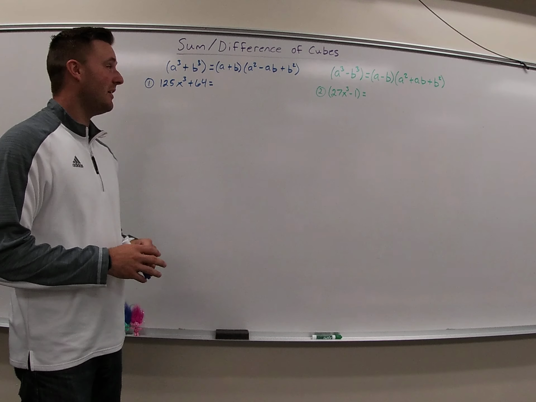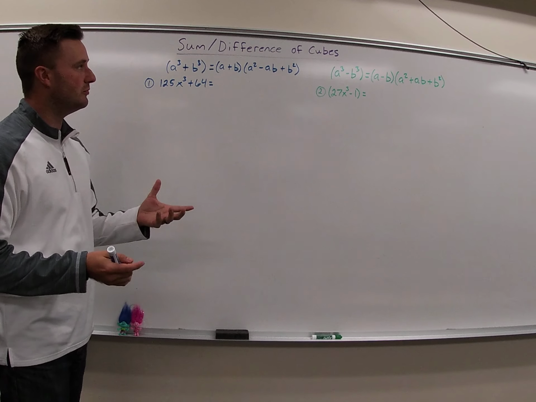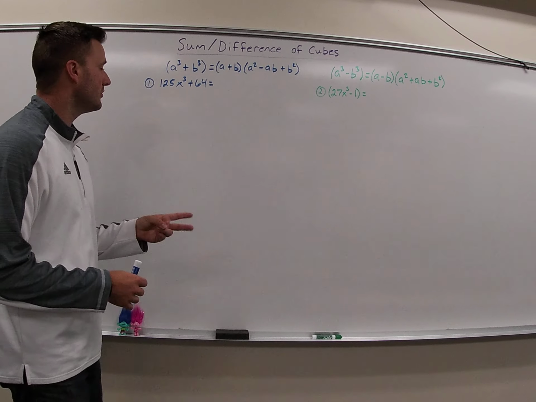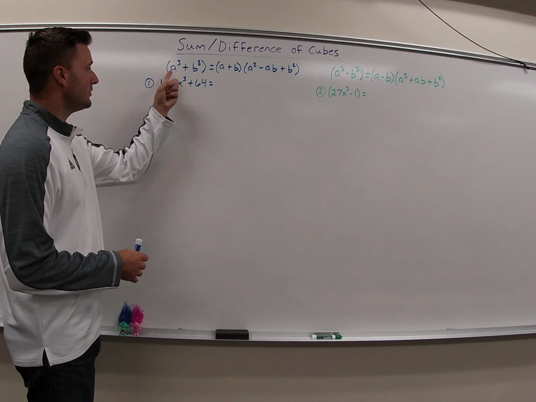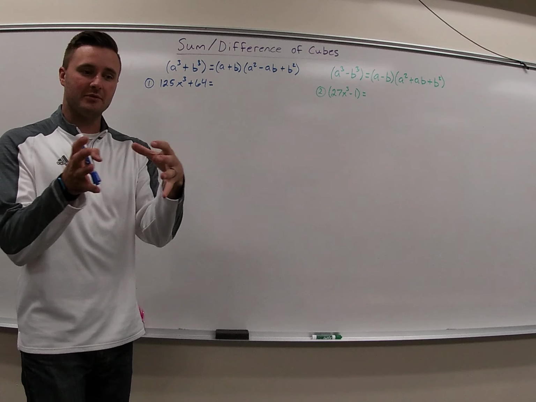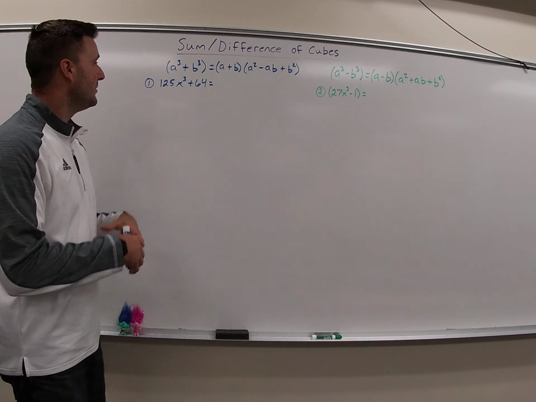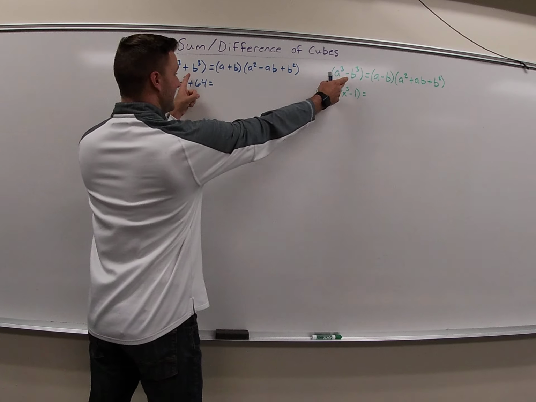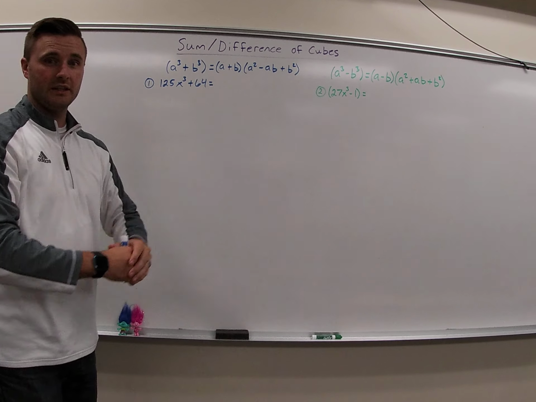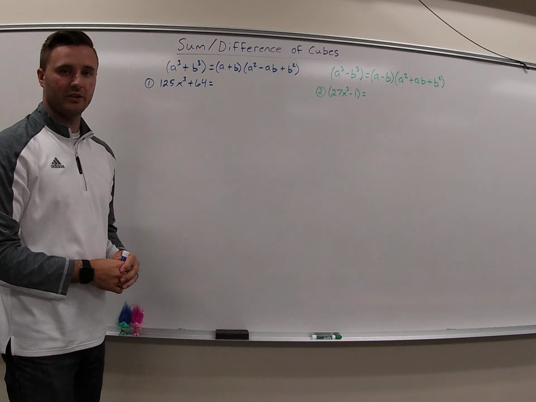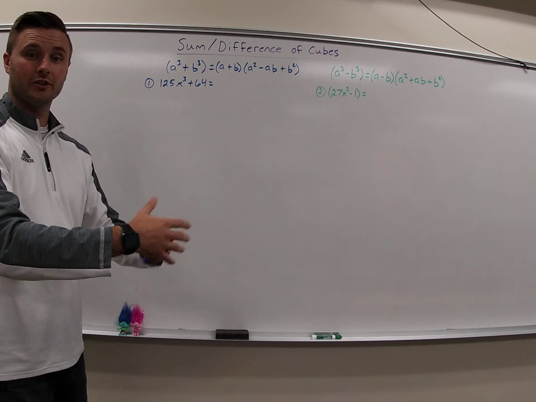All right, so today we're going to talk about sum and difference of cubes. What happens is, when we have two terms that are perfect cubes, meaning something times itself a third time will equal this item, plus or minus another perfect cube, then there's a certain formula or process that we can follow in order to factor that.